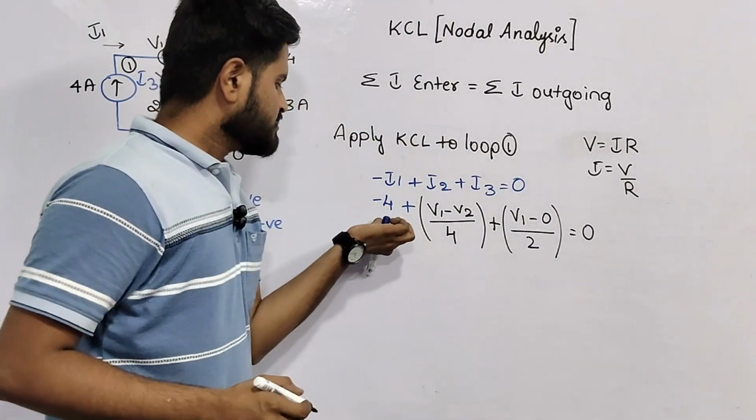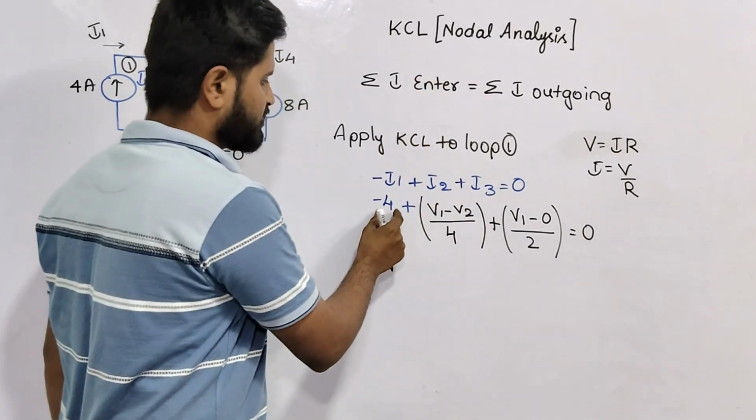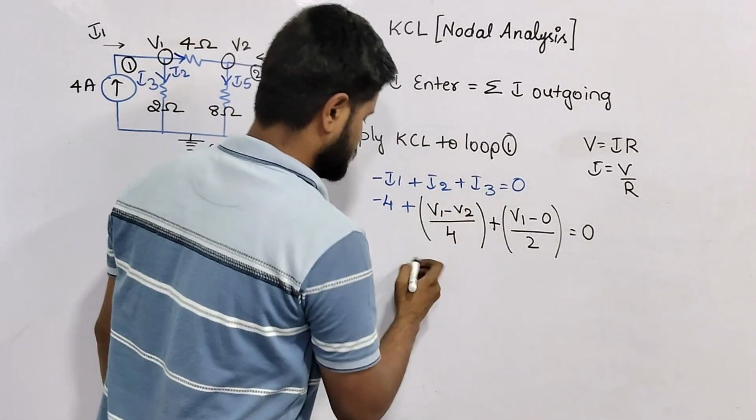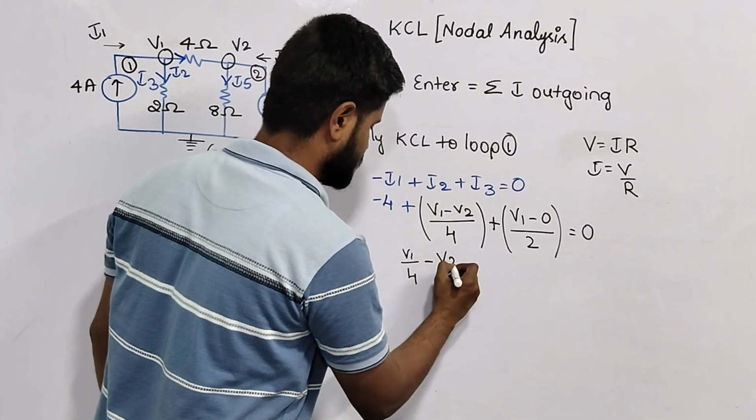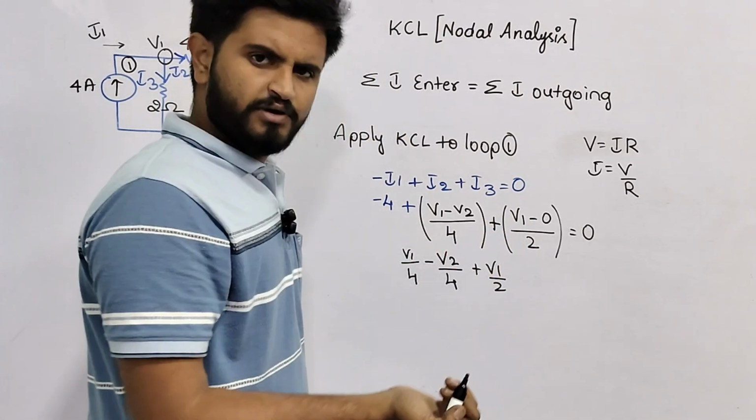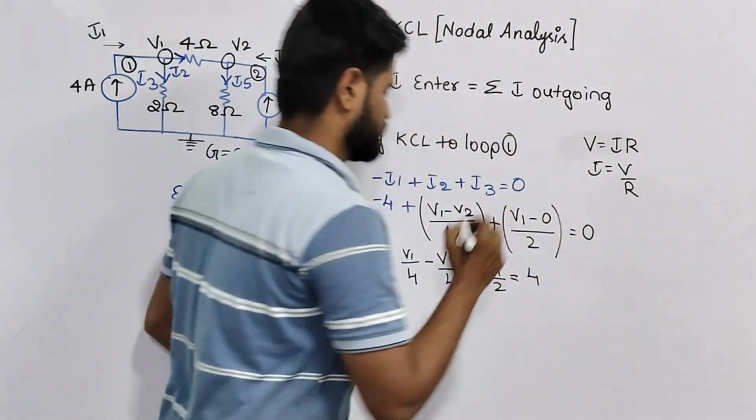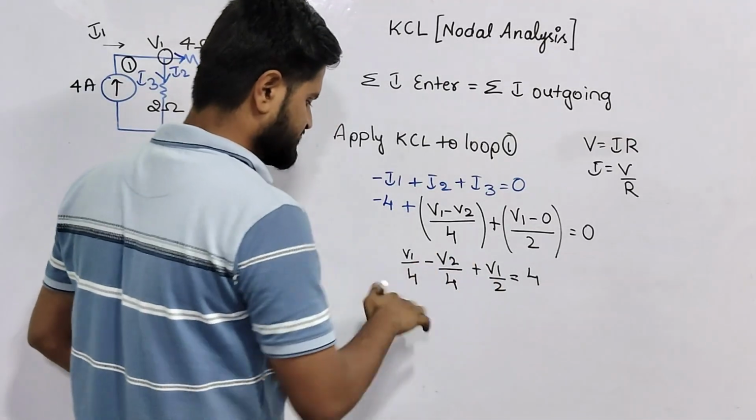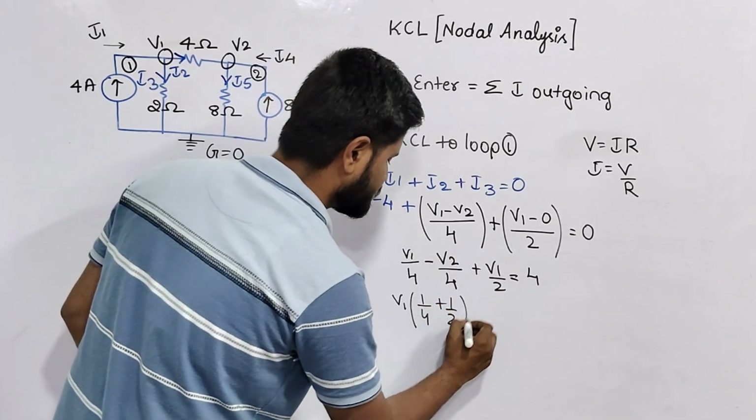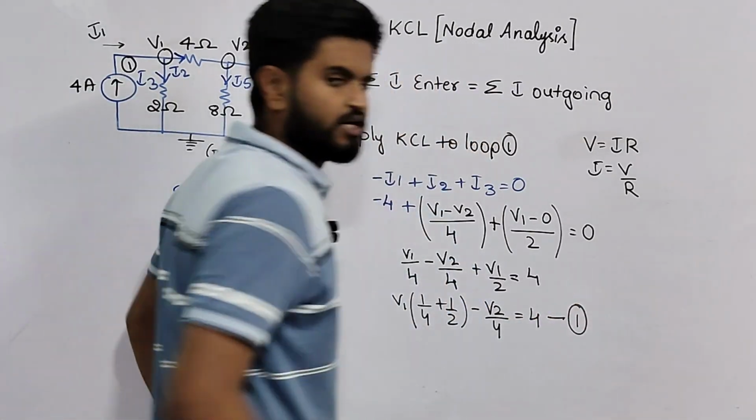Now let's simplify and send the constant towards the right hand side. Minus 4, if it goes to the right side, will be equal to plus 4. So if I separate this, V1 divided by 4 minus V2 divided by 4 plus V1 divided by 2. 0 divided by 2 will be equal to 0 itself. So when I send minus 4 to that side, it will be equal to plus 4. So now V1, V1, let's combine it. V1 I will take outside: 1 by 4 plus 1 by 2 minus V2 by 4 will be equal to 4. So let me call this equation number 1.